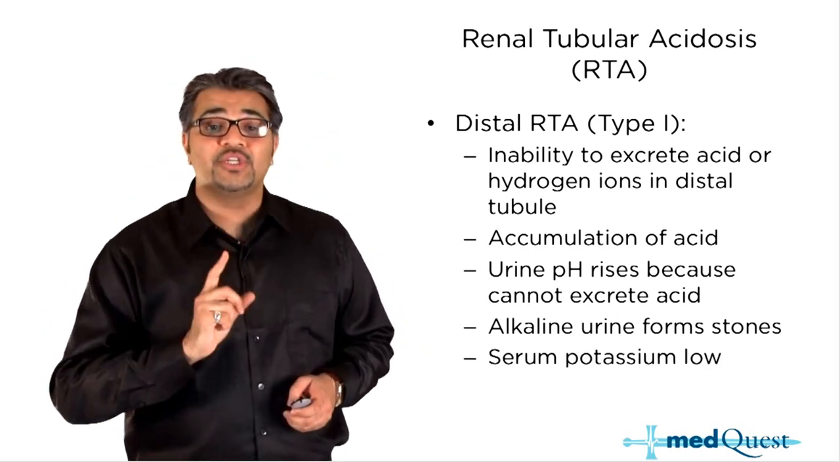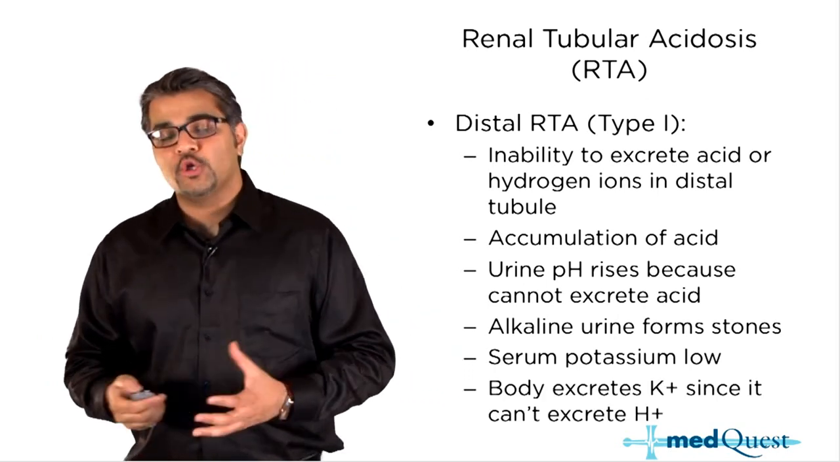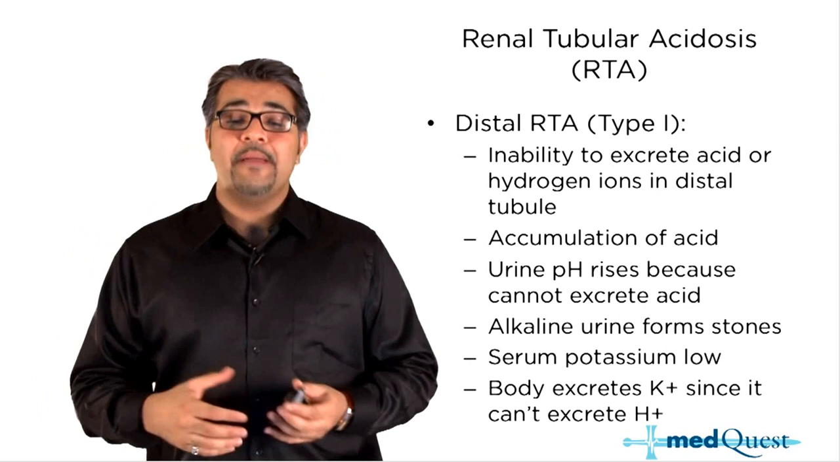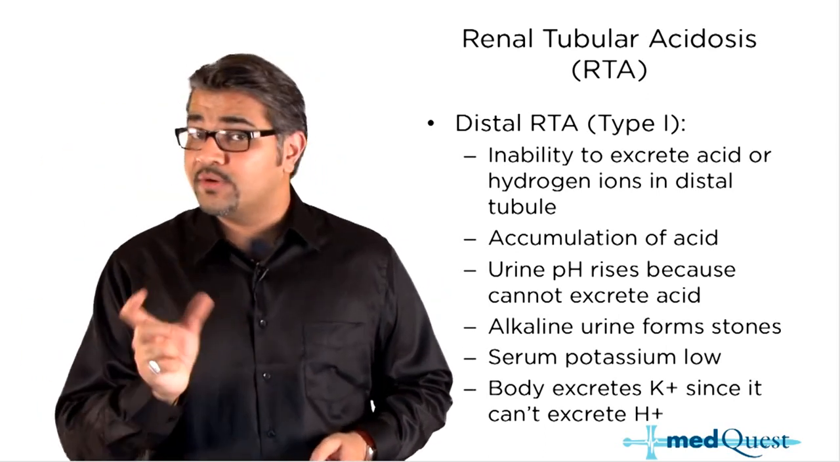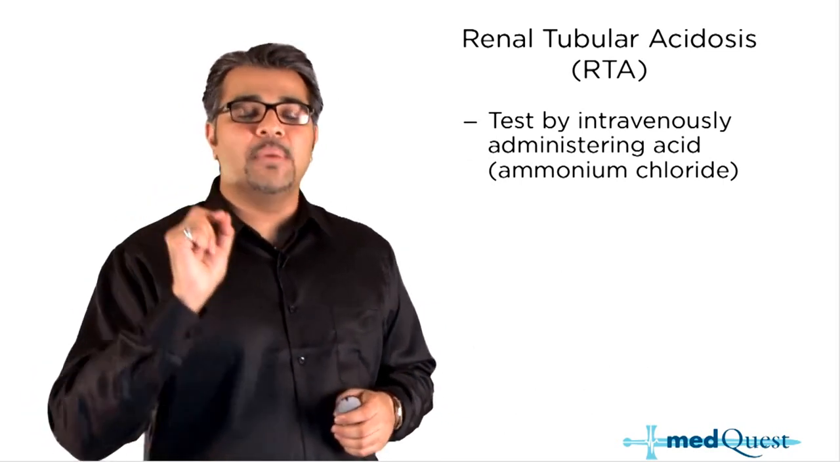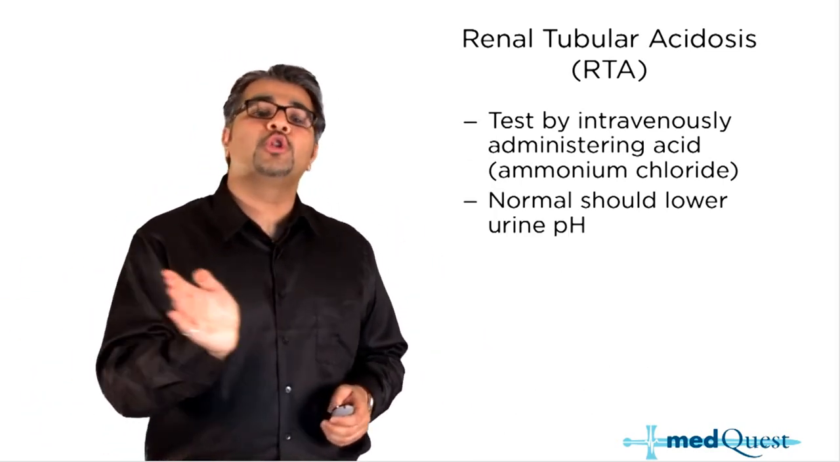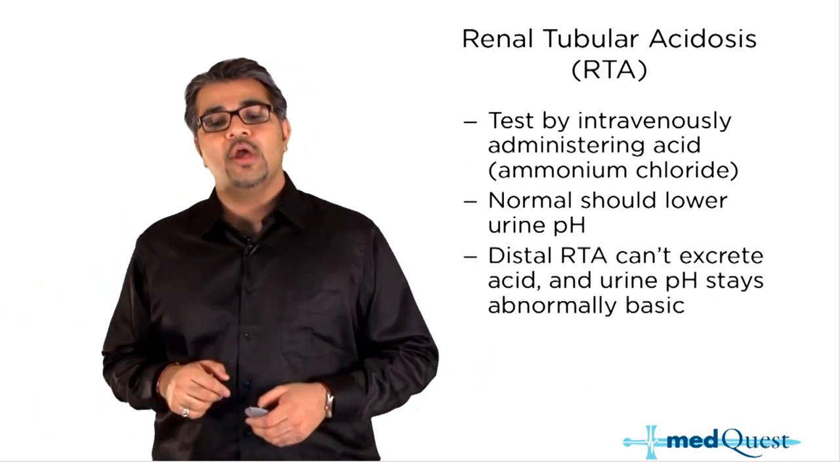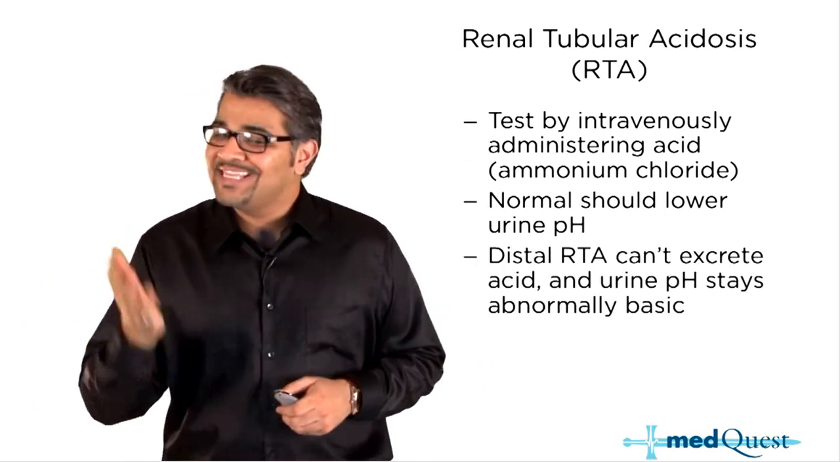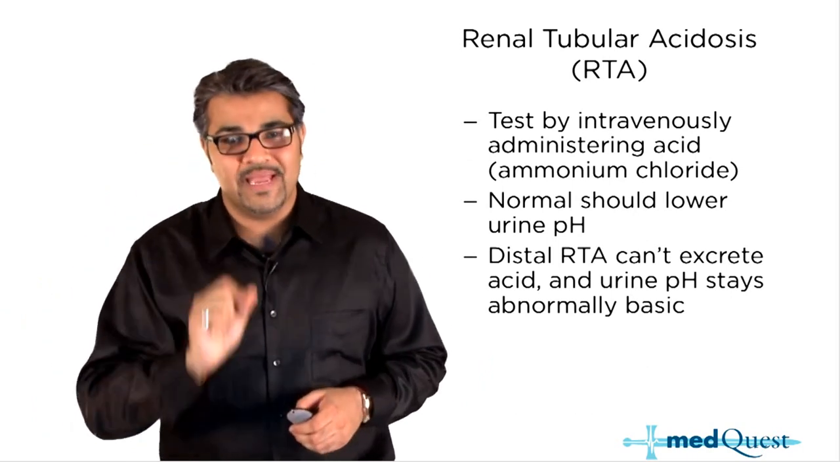Therefore, in addition, your serum potassium is going to be low. When this happens, your body can't get rid of the potassium because it can't get rid of the hydrogen. Remember, they go together. So you test these patients by giving them ammonium chloride. You give them an acid. Normally it should lower the urine pH. But with people with distal RTAs, they can't excrete the acid and the urine pH stays abnormally basic.